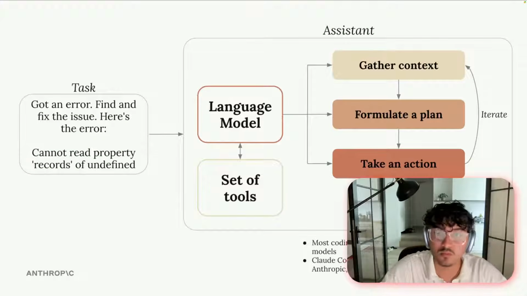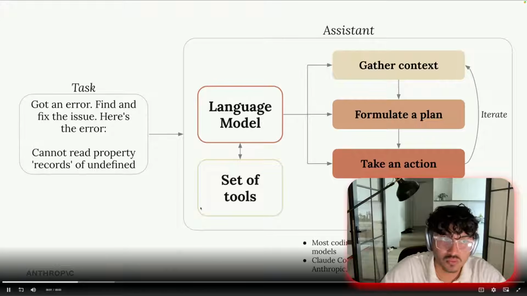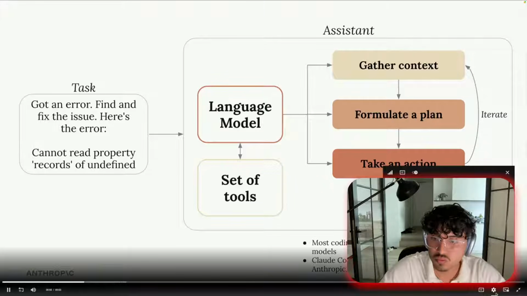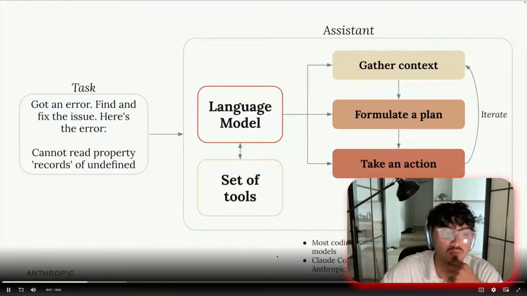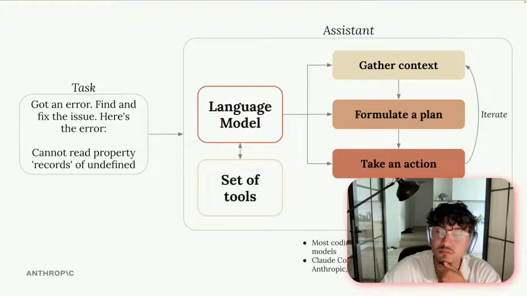It first might need to gather context by understanding what the error is referring to, what area in the codebase is throwing the error, and what files seem to be relevant. Once it has gathered that information, it then needs to formulate a plan on how it will actually accomplish the task. In this case, it might decide to change some code and then run or write a test to verify that the issue is actually fixed. Finally, it will take an action. In this case, that might be updating a file and running the tests.